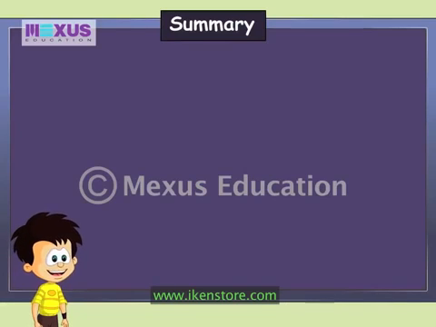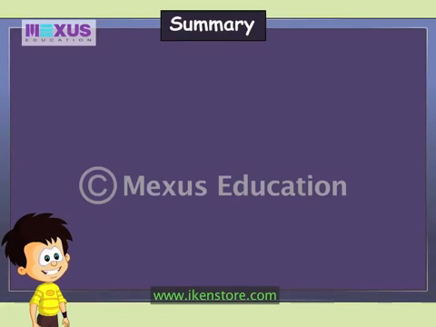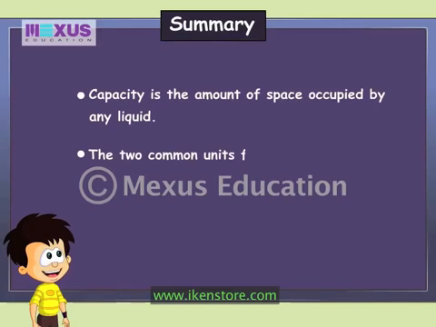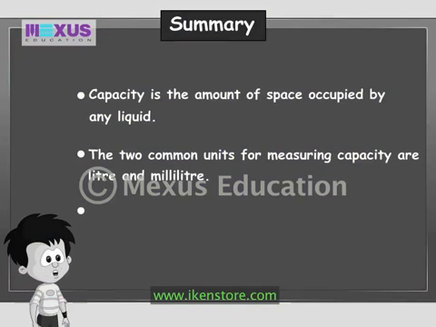You know what? Mom loved the pudding. She was so surprised. I had so much fun talking to Cyrus about capacity. Here's what he told me. Capacity is the amount of space occupied by any liquid. The two common units for measuring capacity are liter and milliliter. 1 liter is equal to 1000 milliliters.